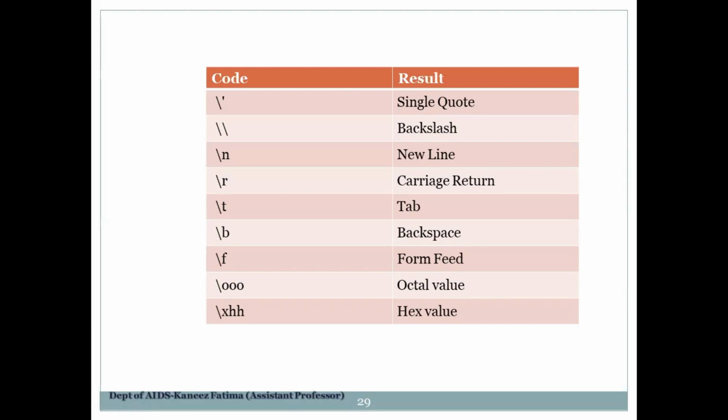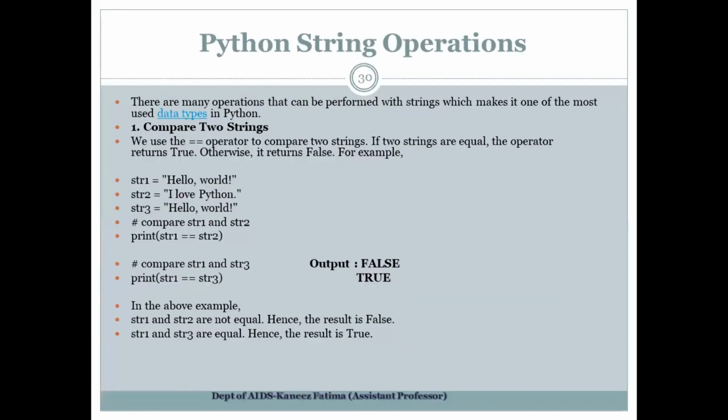Some more different types of escape characters are single quote, backslash, new line. If you want a carriage return, tab, you want to move toward the next value or next line. Backspace, that is if you want a backspace. You want a form feed, or you want to represent some octal value or hex value. These are the different small variations in the escape characters that we can use. Next, we are moving on to Python string operations. There are many operations performed with strings, which makes them one of the most used data types in Python.